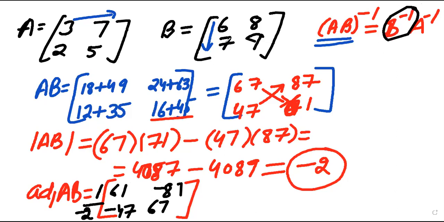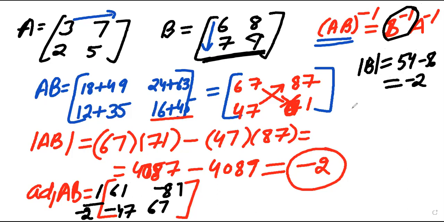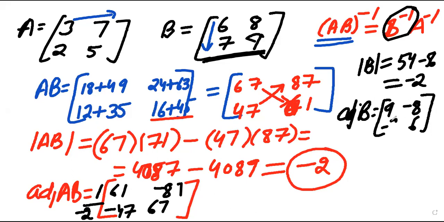Now after this you will find out B inverse. So how to find out B inverse? First find out the determinant of it. Determinant of B is minus 2. Clear? Then find out adjoint of B. Adjoint of B, we interchange the values here. That is 9, 6, and minus 8, minus 7.